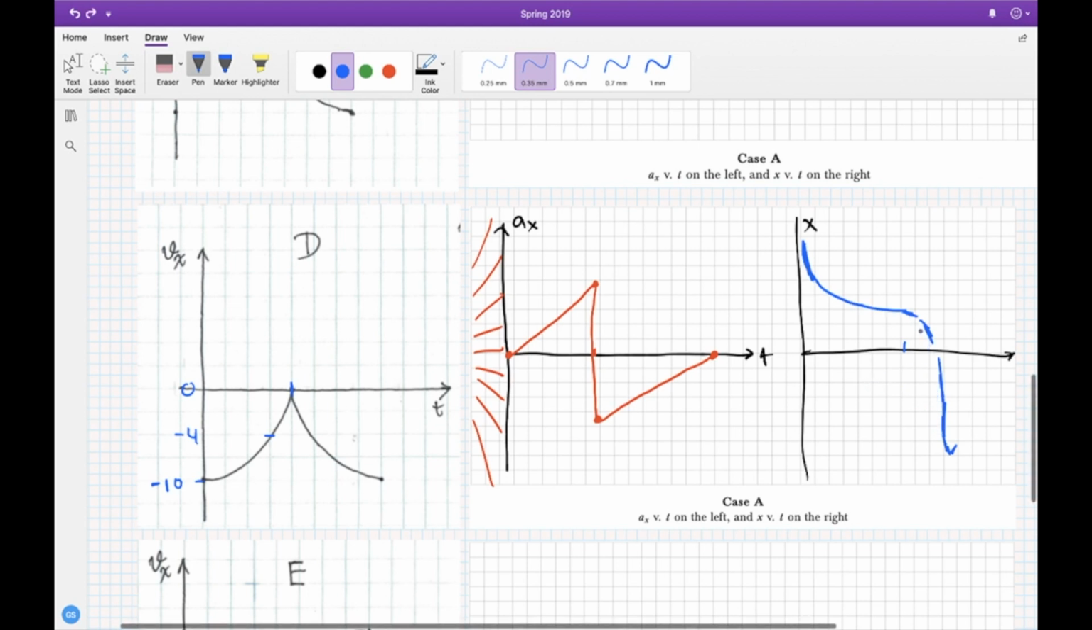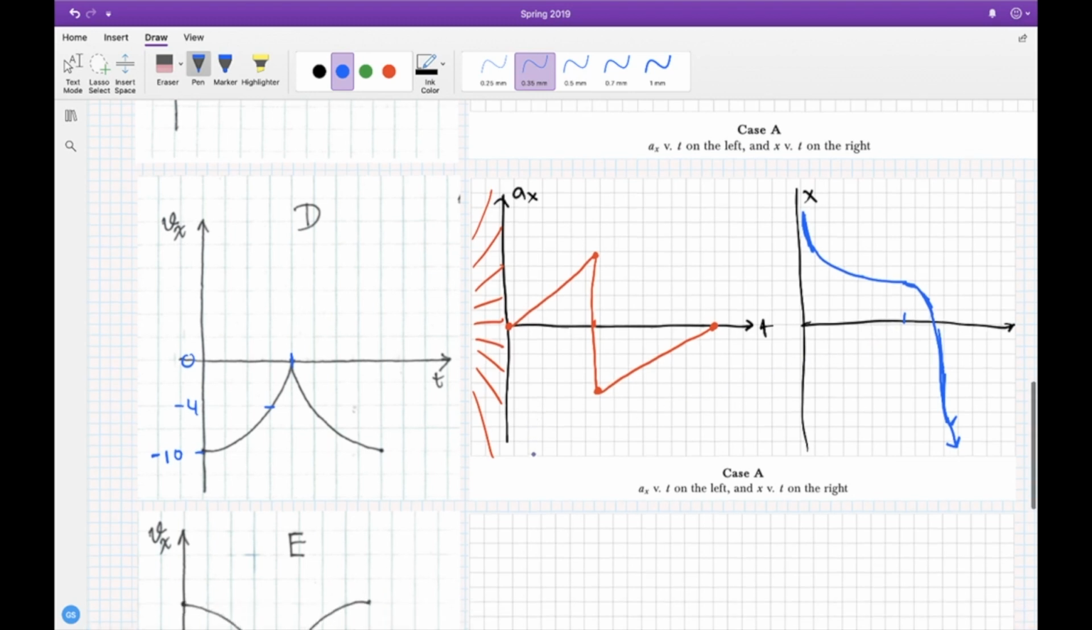I can't draw those straight lines. It should look something like this. Okay, so this is what our final answer should look like. The solutions are much, much prettier and much better, so take a look at those.